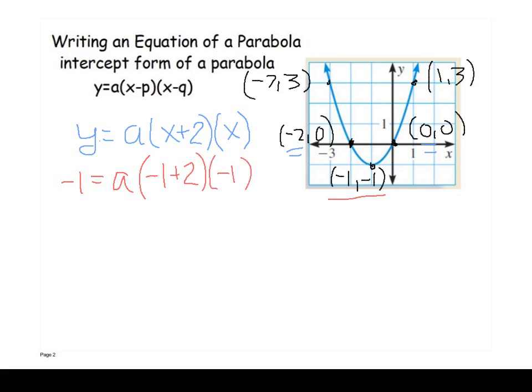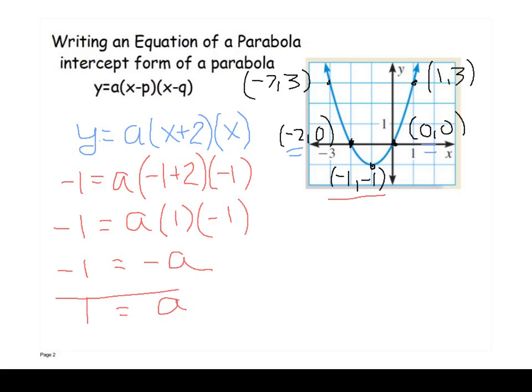So my next step then is to simplify and solve for my a value. Doing this, I get -1 is equal to a times -1 plus 2, which is +1, sorry, and -1. And this gives me -1 is equal to -a. Since both sides are negative, I divide both sides by -1, and that gives me a is equal to +1.